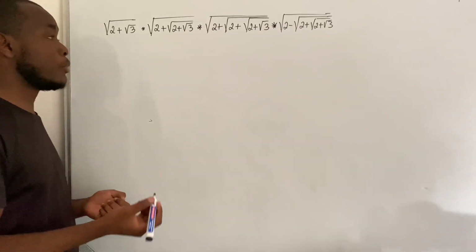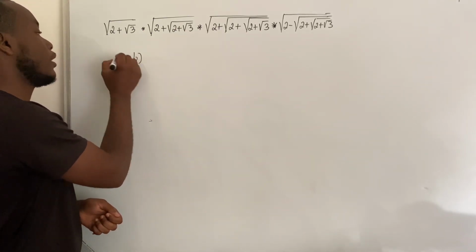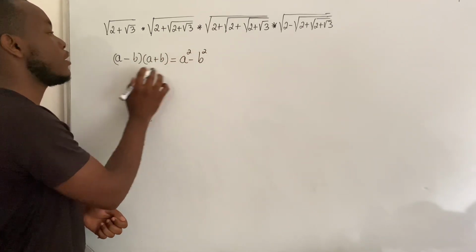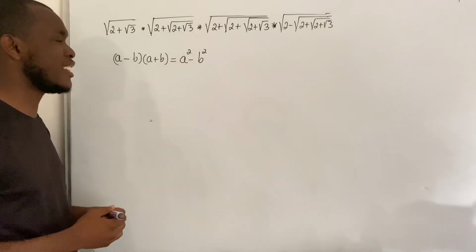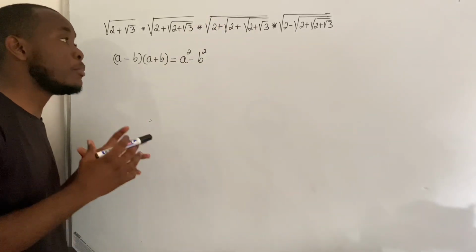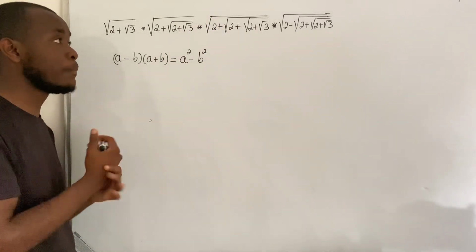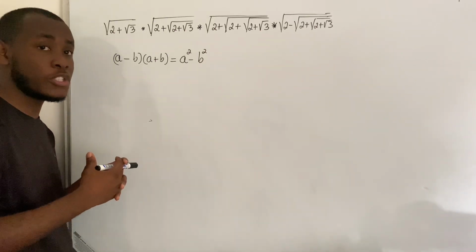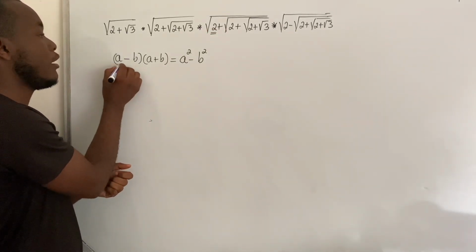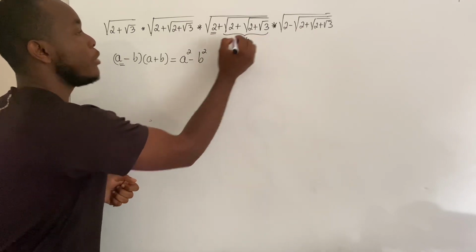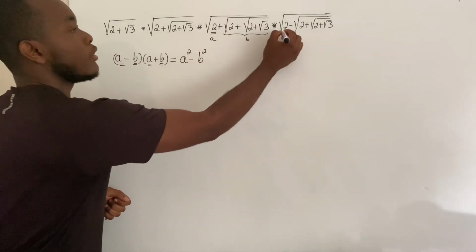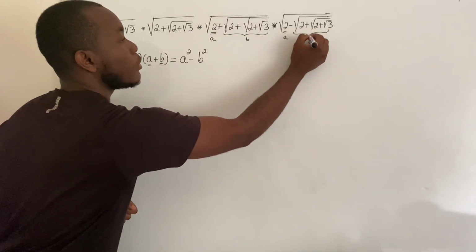So we can remind ourselves that a squared minus b squared is equal to a minus b times a plus b, which is known as the difference of two squares, right? So if we multiply this expression, we will keep the radical, the square root, and then we will multiply the inner expression. This 2 will be our a, and this whole expression will be our b.